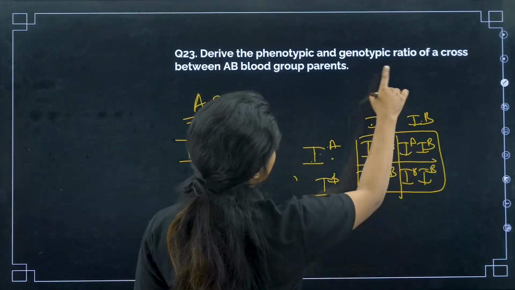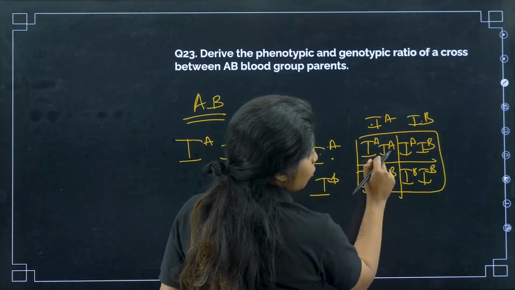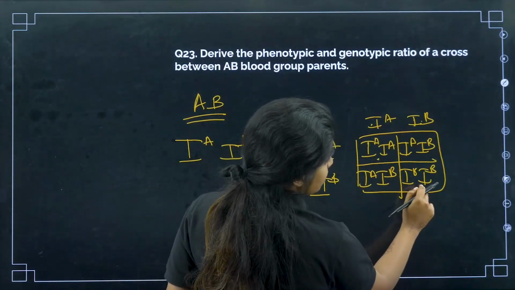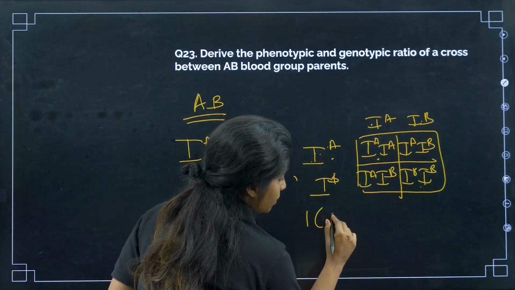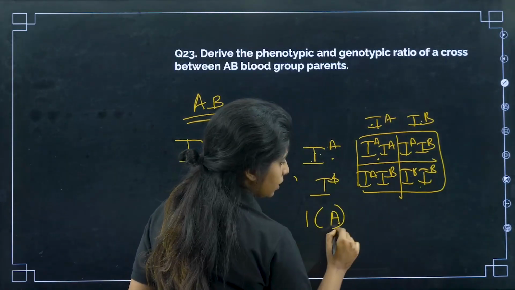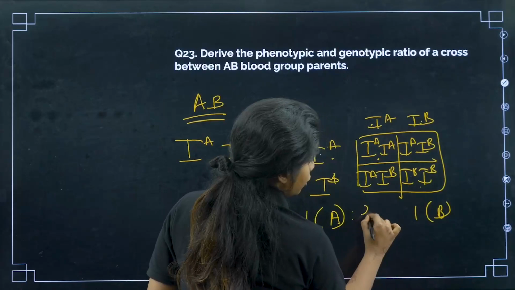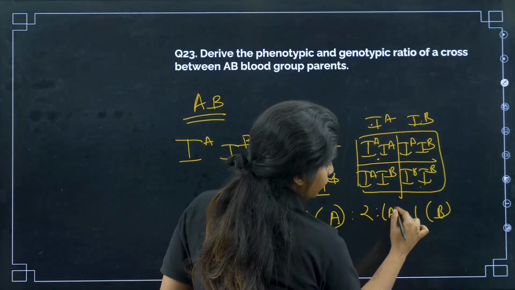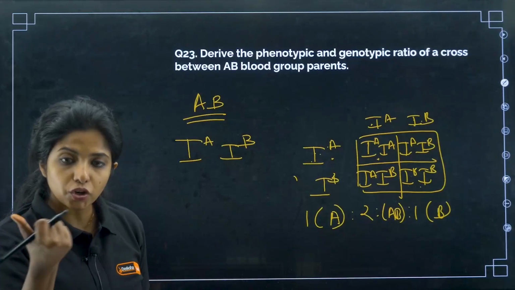Now you are asked about phenotypic and genotypic ratio, my dear children. Phenotypically, if you see, one is A, this is B, and two of them are AB. So I'll say one is A blood group, one is B blood group, and two of them are AB blood group. This is the phenotypic ratio, 1:2:1. What is the genotypic ratio?